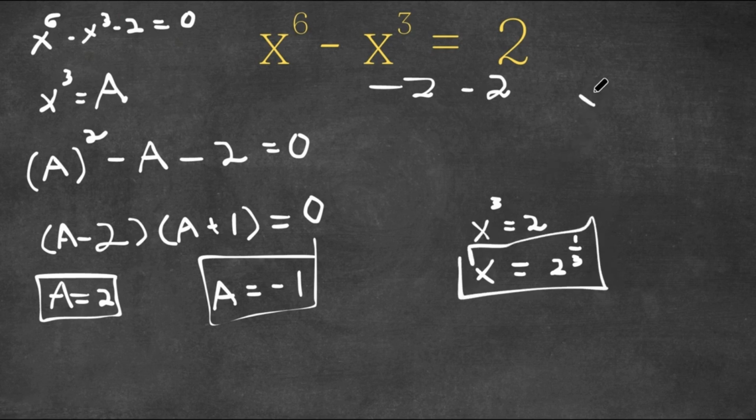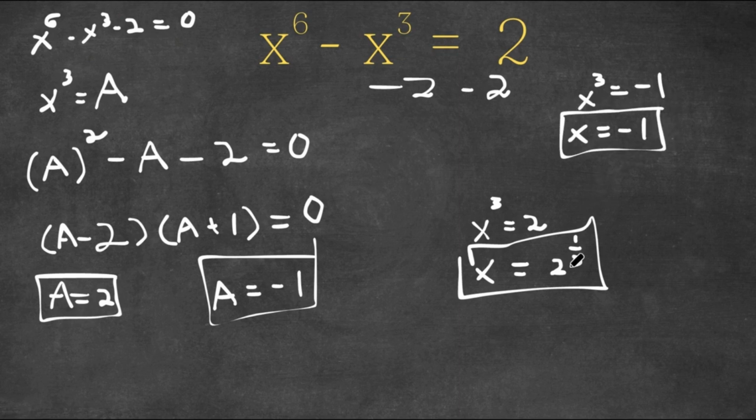And we also have x to the power of 3 is equal to -1. And this means that x is equal to -1. So -1 and 2 to the power of 1/3 are our two answers.